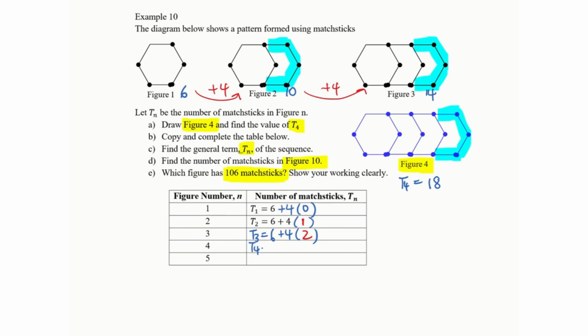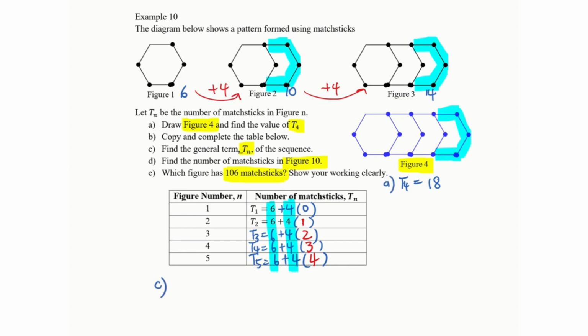Term number 4, you start off with the starting number 6 plus the common difference multiplied by 3 times. Term 5, you have the starting number 6 plus the common difference 4 multiplied by 4 times. So you realize that 6 is actually the starting number and 4 is actually the common difference. So you have now completed the table. Let us move on to part C.